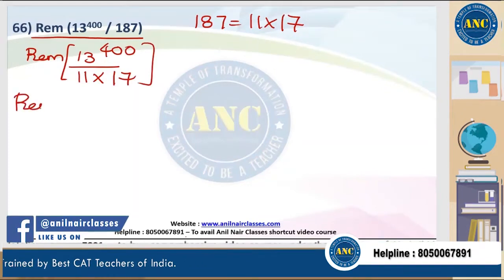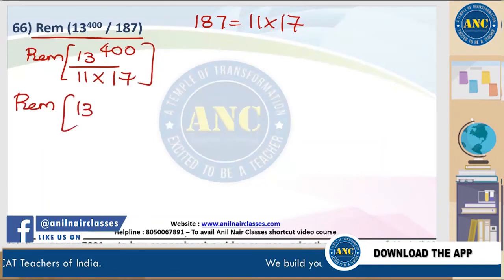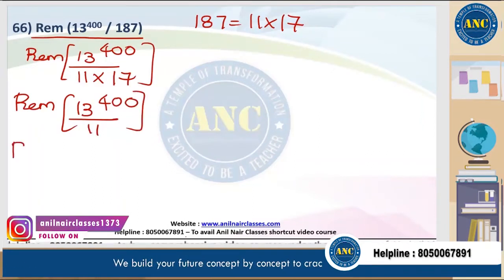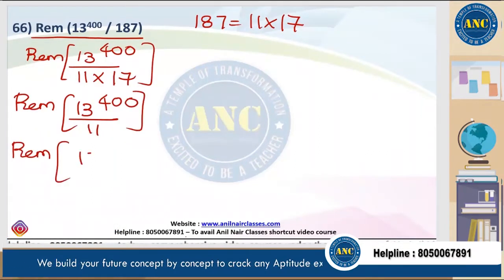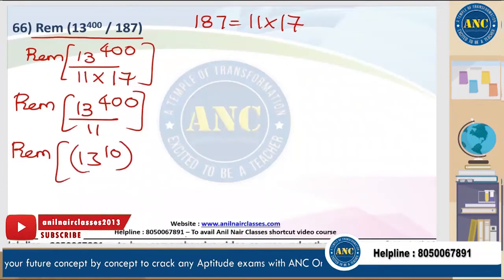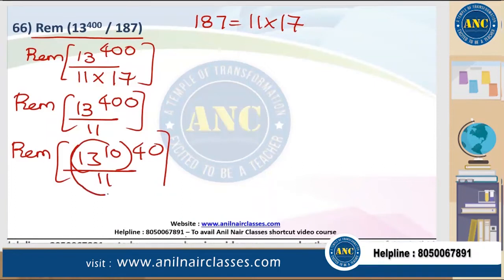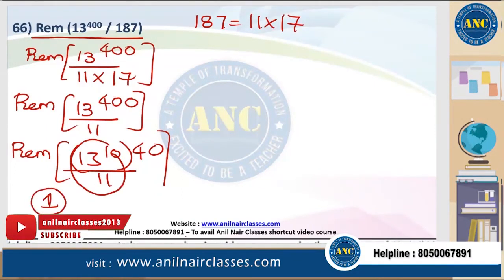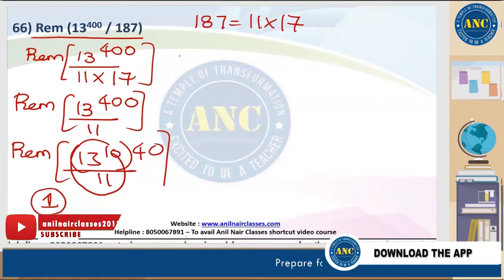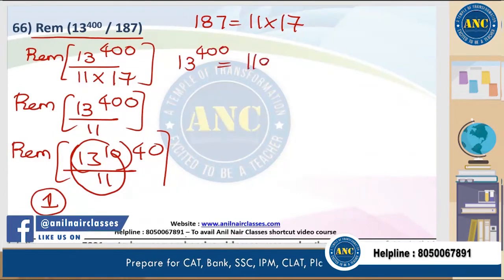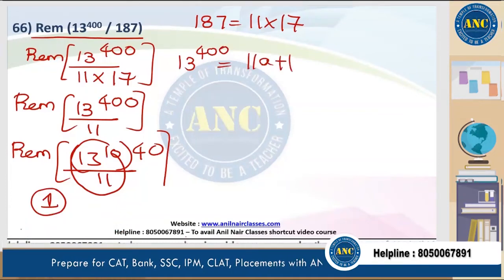First divide by 11. 13 power 400 divided by 11. For 11, the power should be 10. So this is nothing but 13 power 10 power 40 divided by 11. 13 power 10 when divided by 11, according to Fermat, is 1. So 13 power 400 when divided by 11, remainder should be 1.